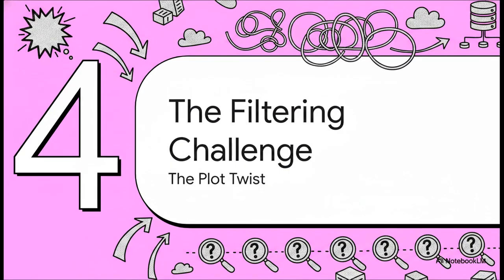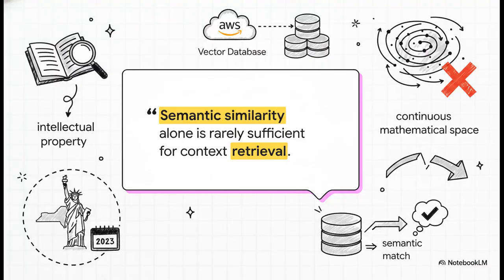right? Section 4, the metadata filtering challenge, the plot twist. This quote from recent UC Merced research is a bit of a harsh reality check. Semantic similarity alone is rarely sufficient for context retrieval. Basically, just finding similar text isn't enough in the real world.